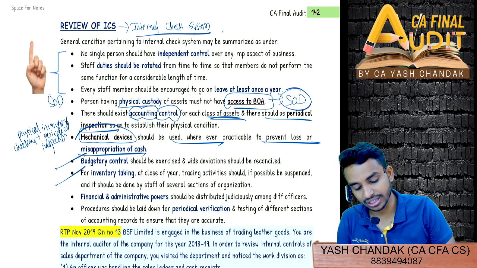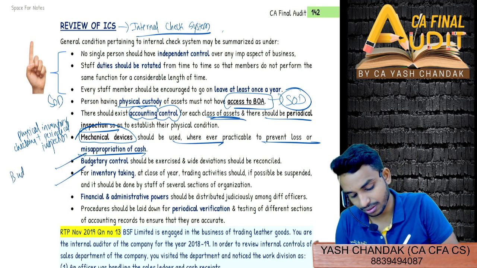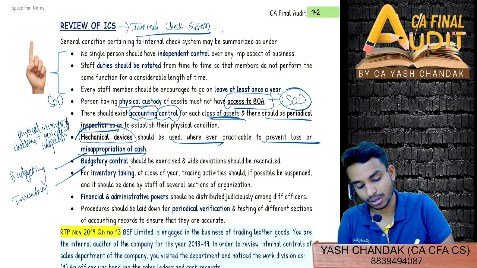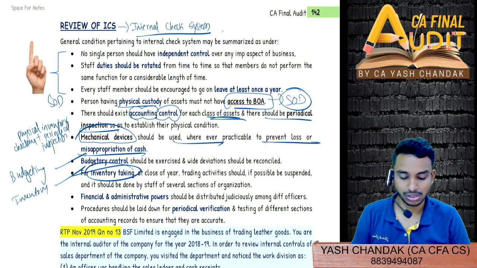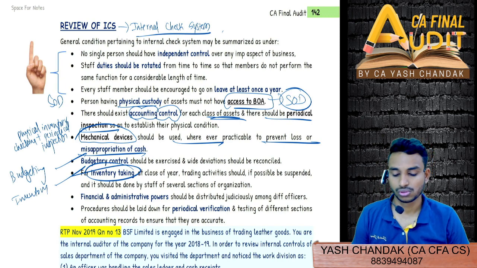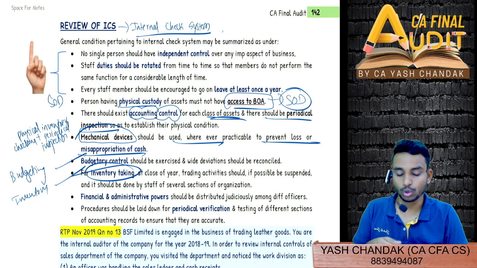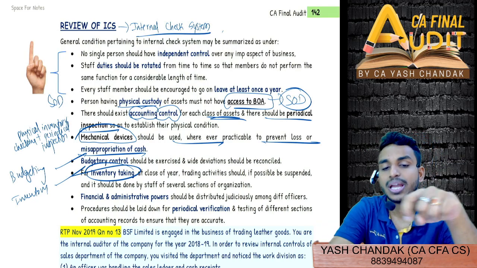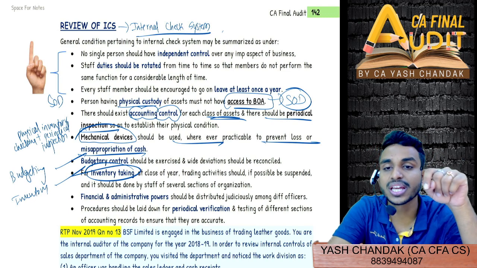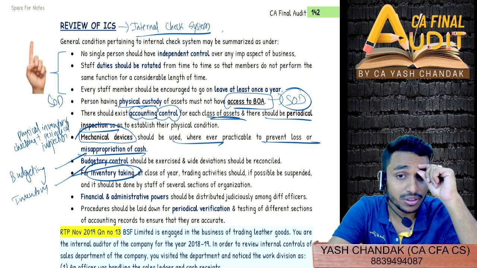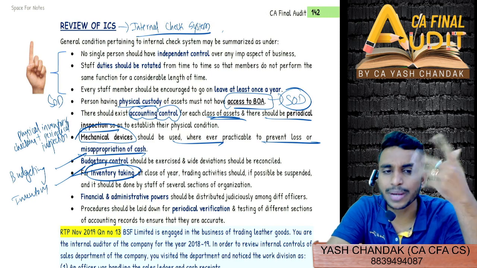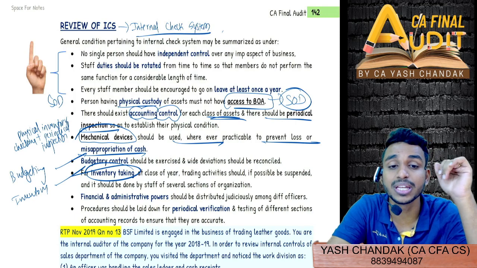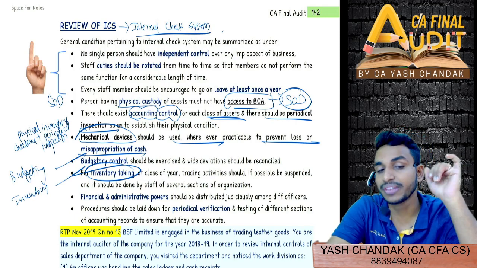Then budgetary control, inventory taking. So you'll have to do the budgeting and also inventory taking. So just go through all the points once again. No single person shall handle the transaction from start to end. Employees should be rotated from time to time without giving any previous notice. That is what is more important. They should not be notified that they will be removed or rotated.